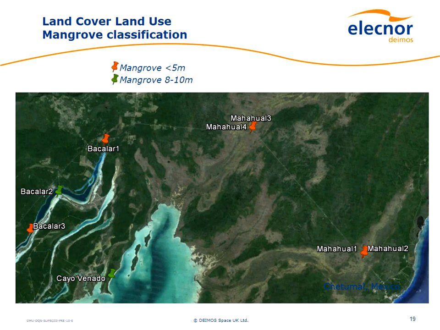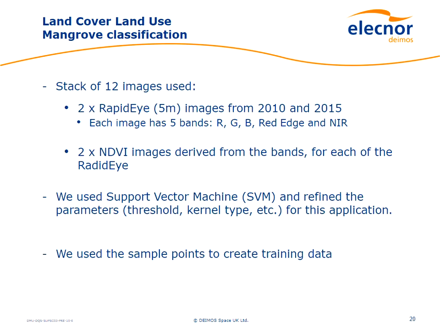But they only gave us these points as ground data. So there's 4 points for the dwarf mangrove and 2 points for the big mangroves. So we did what we could. We took a couple of images. Two images of RapidEye, one from 2010 and the other from 2015. And each of them has 5 bands: green, red, blue, red edge, and near infrared.